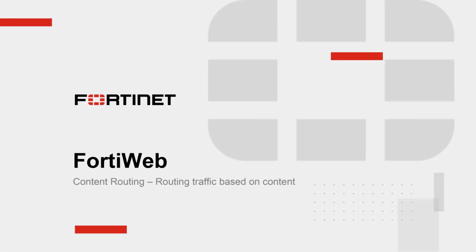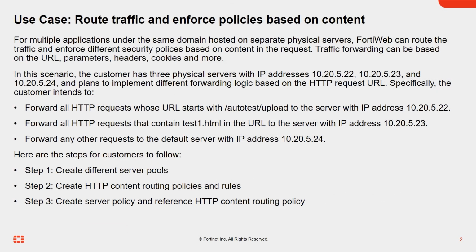In this quick video, we'll show a FortiWeb step-by-step configuration on how to create content routing policies to direct traffic and enforce security based on the content of the request. For multiple applications within the same domain hosted on separate physical servers, FortiWeb can route traffic and apply different security policies based on the content of the requests.